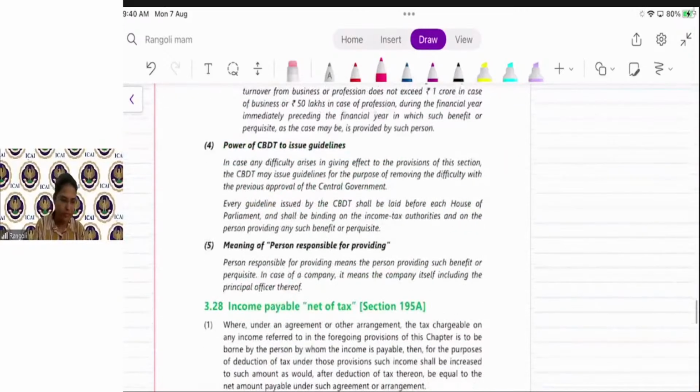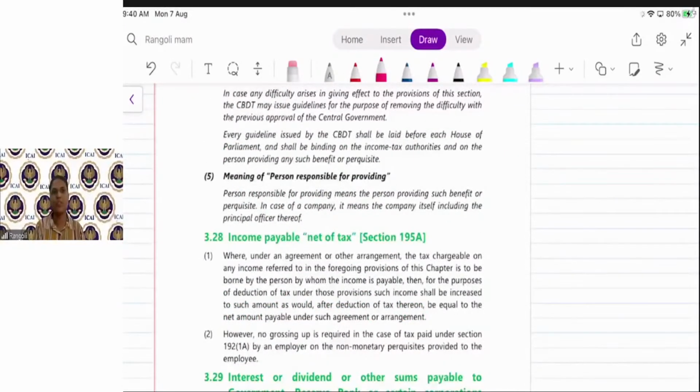Up till now, everyone is clear with the provisions? Yes or no? Please reply. Everyone clear with the provision up till now? Yes or no?